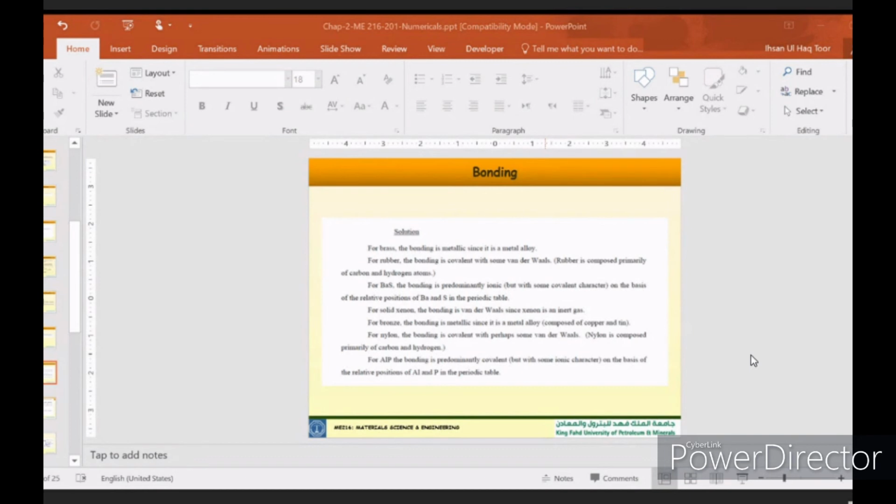Okay, yes, go ahead. Any other? Isn't the fluctuating bond or the fluctuating covalent bond considered as secondary bonding?